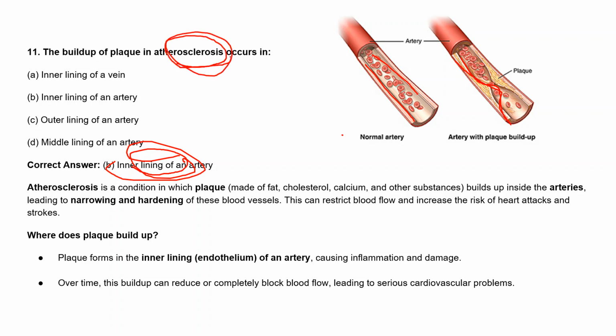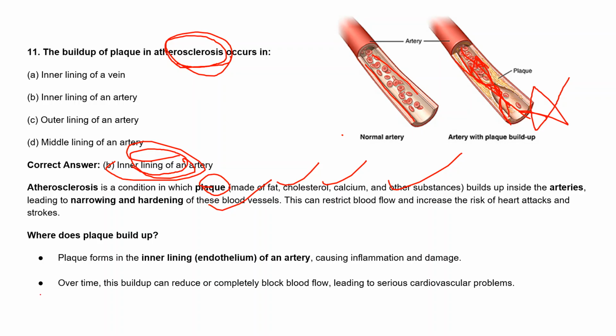First of all, what is this disease? Atherosclerosis. It is a condition in which plaque builds up, and what is this plaque made up of? It is made up of fat, cholesterol, calcium, and other substances that build up inside the arteries, and it leads to narrowing and hardening of the blood vessel. If this much plaque formation is there, it will restrict the blood flow, right? Then no blood flow will be there, which will increase the risk of heart attack or stroke, and the person may die.